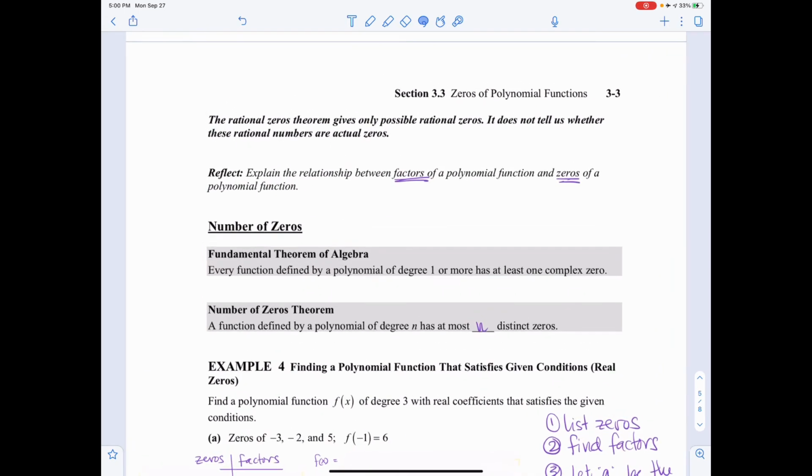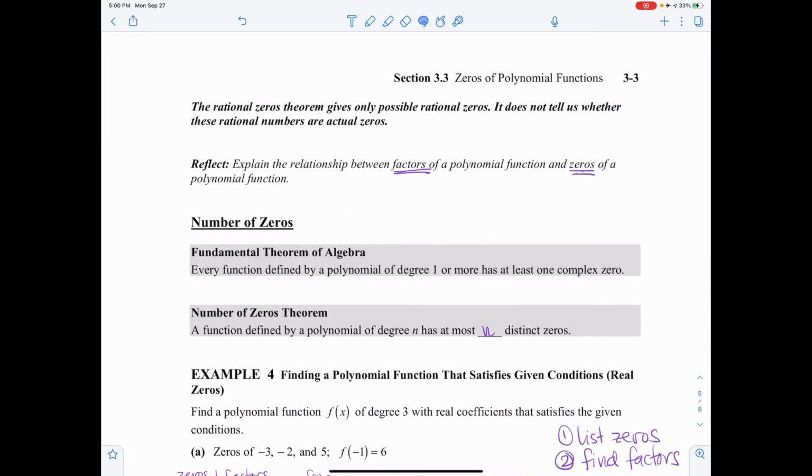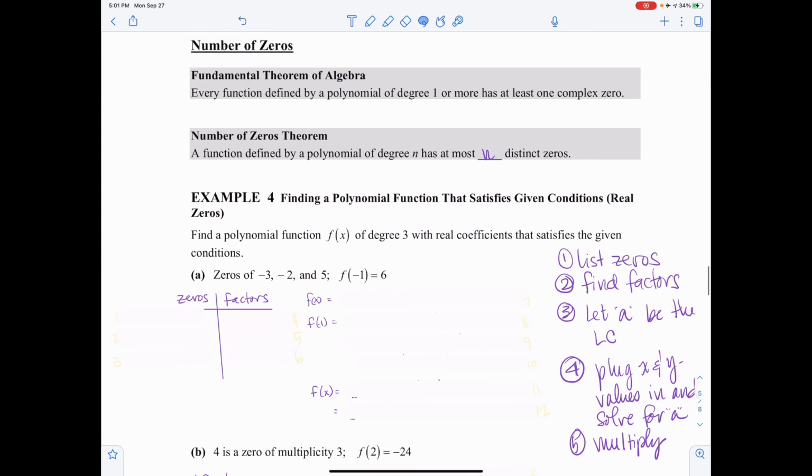Now, a couple things here. These last 2 statements are what we were talking about before about our rational zeros. The rational zeros theorem does only give possible rationals. It doesn't tell us whether they're actual zeros. We have to plug those in to find out whether or not they're actual zeros. All right, so this fundamental theorem of algebra is what I was really just talking about. Every function defined by a polynomial of degree 1 or more is first of all going to have at least 1 complex zero.